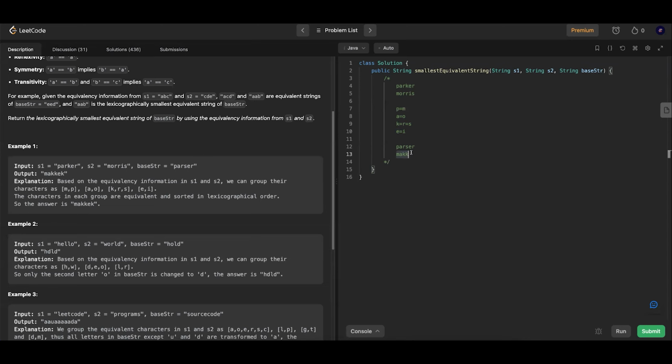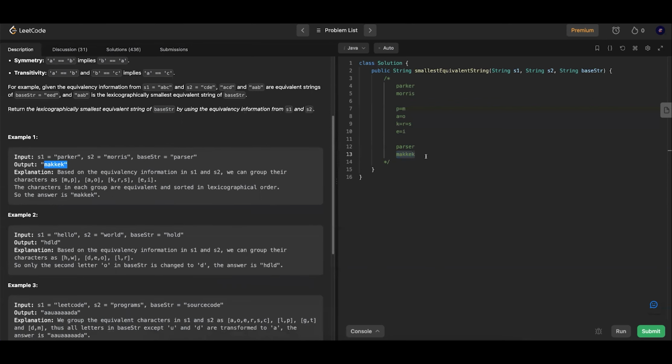The smallest is E. So, we take E. And we again have R. S, R, K are similar. So, smallest is K, so we consider K. What is the lexicographically smallest equivalent string we can form for the base string? Is MAKKEK. So we return MAKKEK.